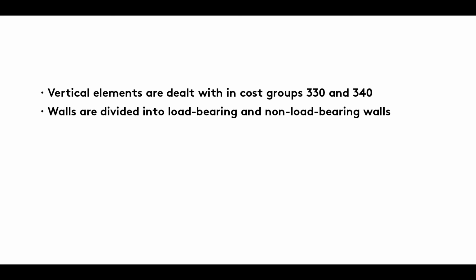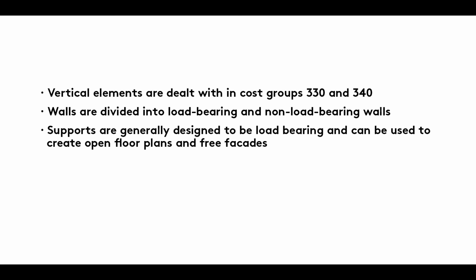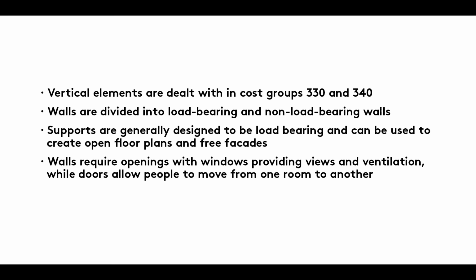Summary. Vertical elements such as walls, supports and openings are dealt with in cost groups 330 exterior walls and 340 interior walls. Walls are divided into load-bearing and non-load-bearing walls. Supports are generally designed to be load-bearing and could be used to create open floor plans and free facades. Walls require openings with windows providing views and ventilation, while doors allow people to move from one room to another.